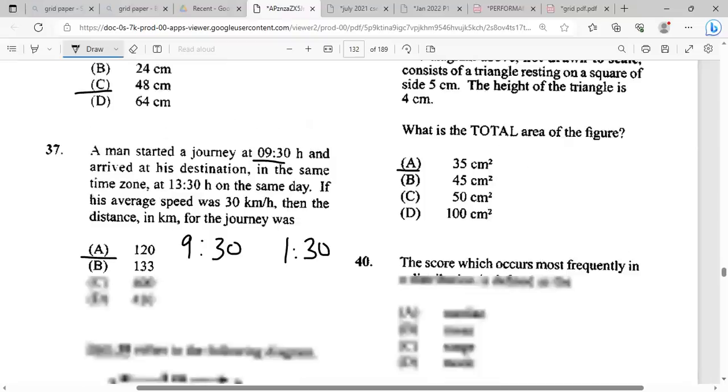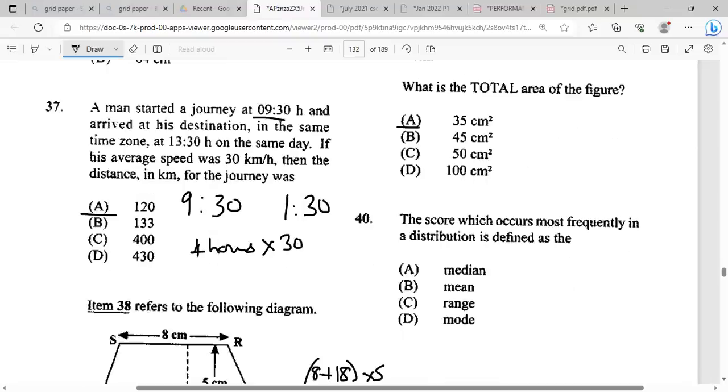So look at 40. The score which occurs most frequently in the distribution is defined as the mode. See that, guys? The one that is most frequent is the mode. Most frequent is the mode.